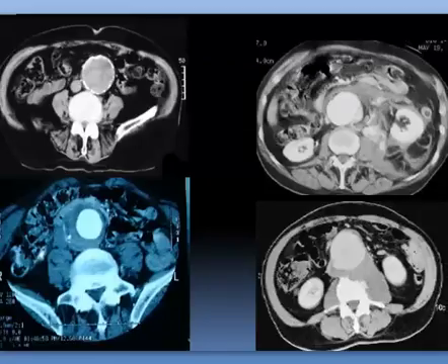Now these are examples of aortic aneurysms, dilatation of the aorta more than 3 centimeters, with atheromatous calcification, with hematoma around, and intramural hemorrhage. And this is a retroperitoneal collection.